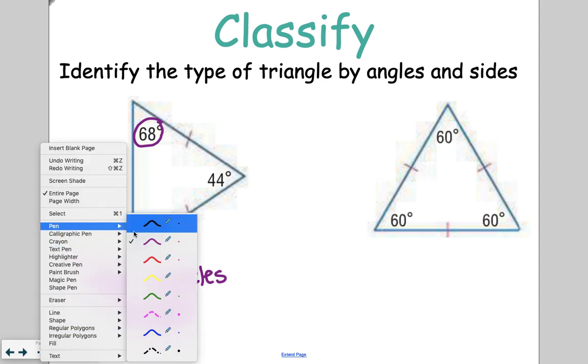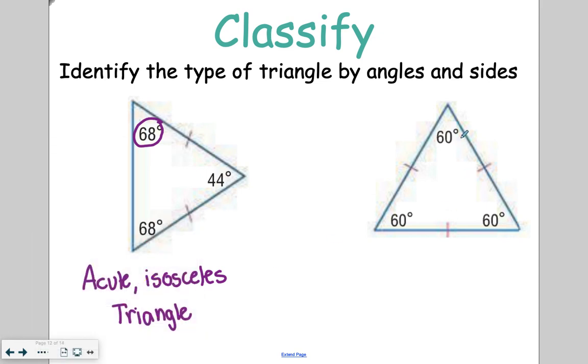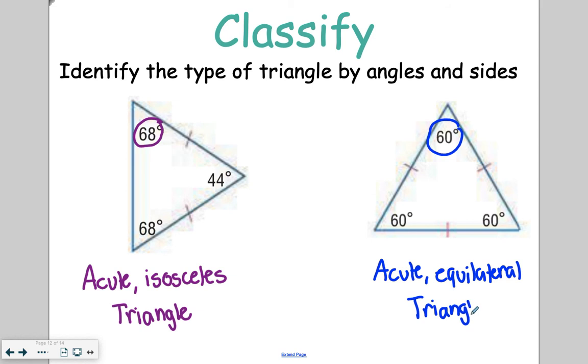Looking over on our other side, we've got our biggest angle. Well, all of the angles are 60 degrees and all of the sides match. So this is an acute equilateral triangle, because our biggest angle is acute and all of our sides are the same.